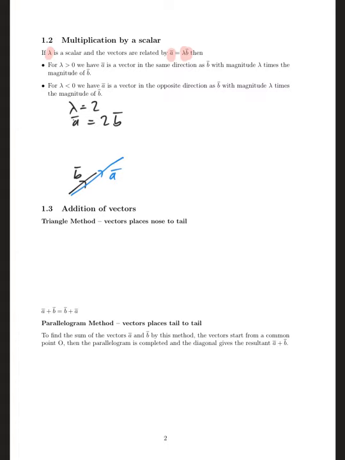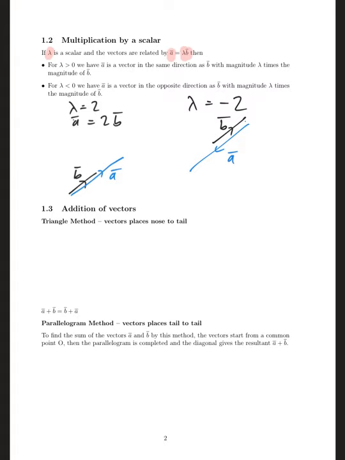Let's say, for example, that lambda was equal to minus 2. Well, then we're told that A is a vector in the opposite direction with magnitude lambda times the magnitude of B. So let's draw B here, like that. A will have twice the length in the opposite direction. So A will look like this. Notice I haven't given them the same starting point because that doesn't really matter. It's the magnitude and the direction that makes the vector.